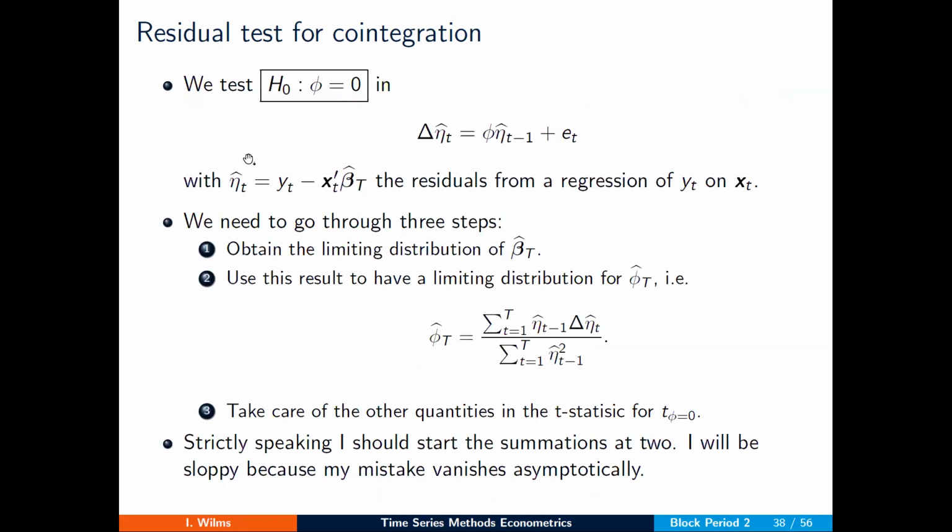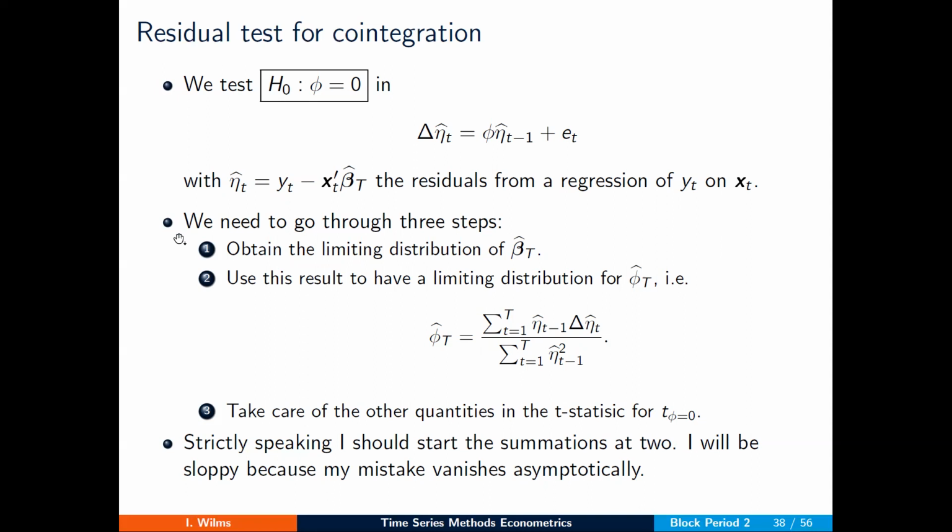Now, what does our roadmap for setting up a co-integration test look like? Well, remember, we want to test the nullity of the parameter phi in this test equation, where the eta hat t's are the residuals from the regression of yt on xt. So we investigate the unit root behavior of these residuals, the eta hats.